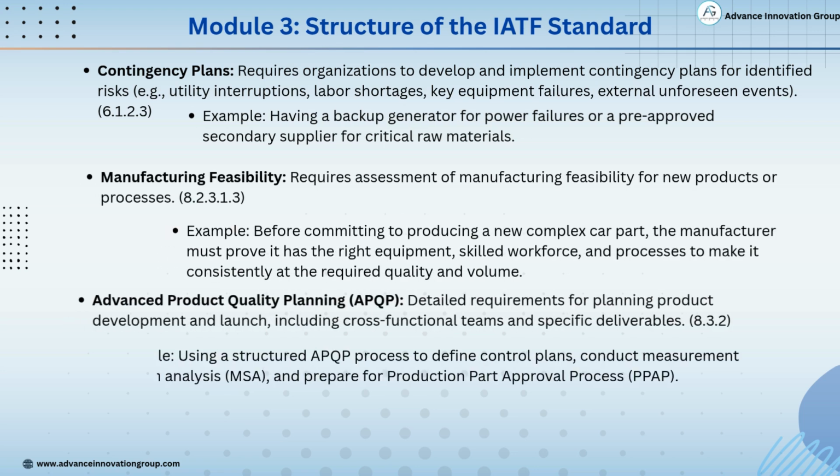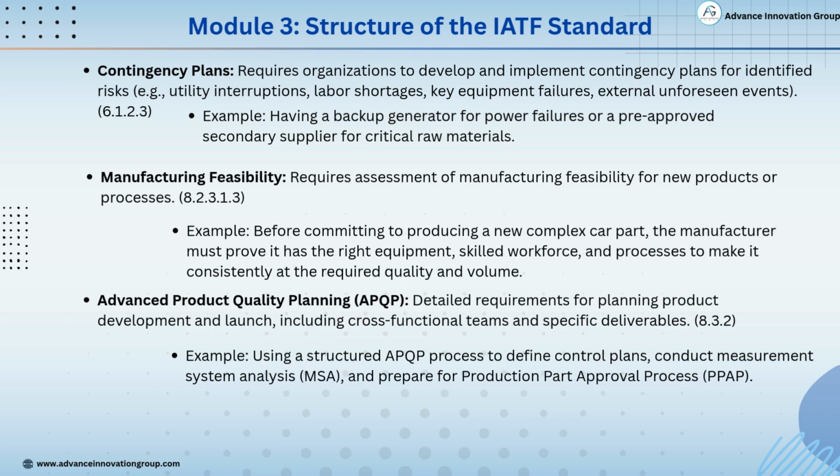Let's now look at three important specific requirements under the IATF structure. Contingency plans. Organizations are required to develop backup plans for risks such as power failures, labor shortages, or unexpected external events. For instance, installing a backup generator in case of power cuts, or having a second approved supplier for important raw materials. Manufacturing feasibility.